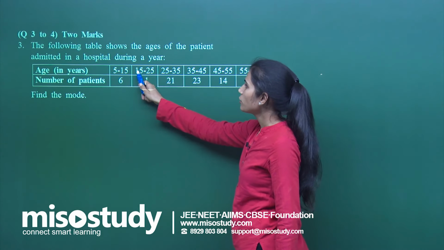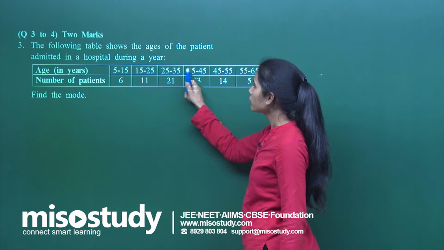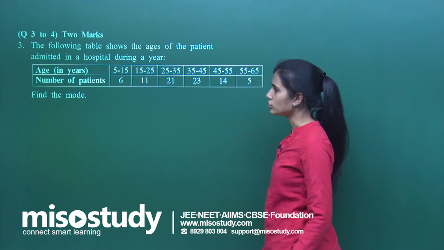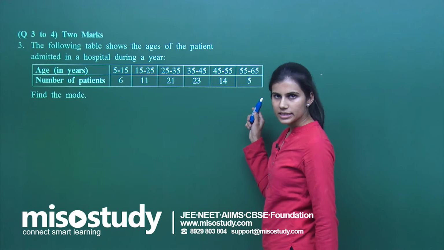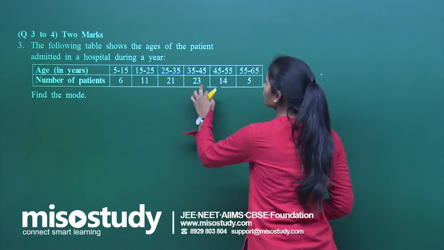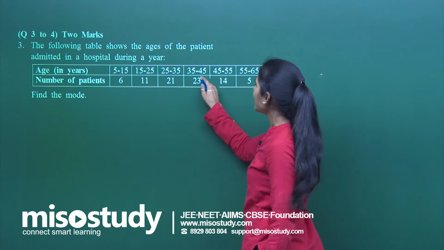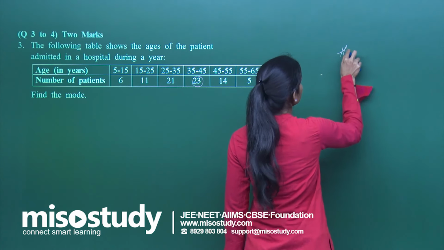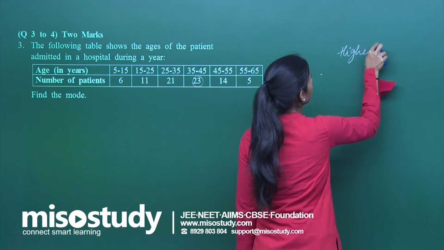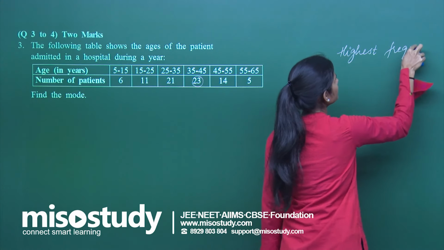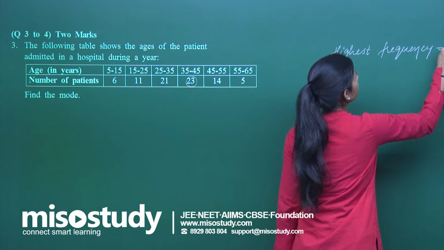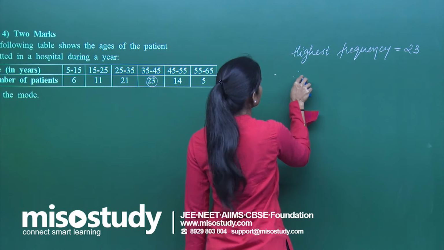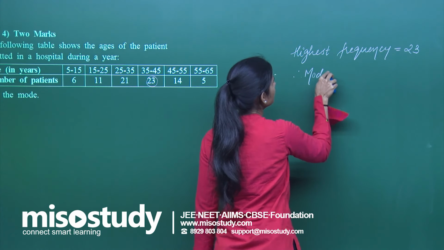These class intervals are continuous. Upper limit of one is lower limit of the other. So this is a continuous frequency distribution. These are all the frequencies. What you do, you search out the highest frequency. The highest frequency out of all is 23, and the corresponding class is 35 to 45. So that class is declared as the modal class.